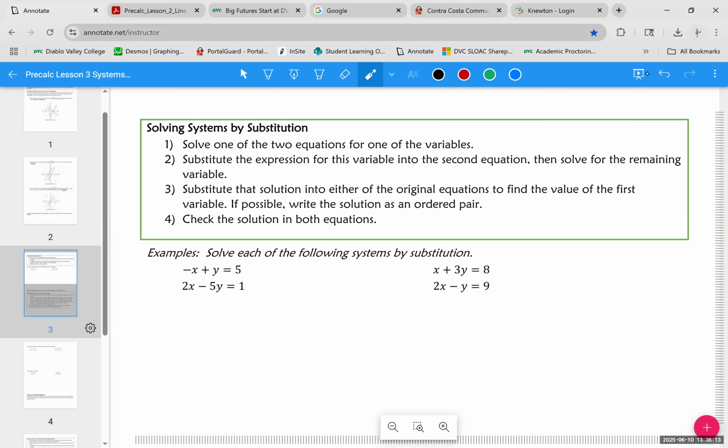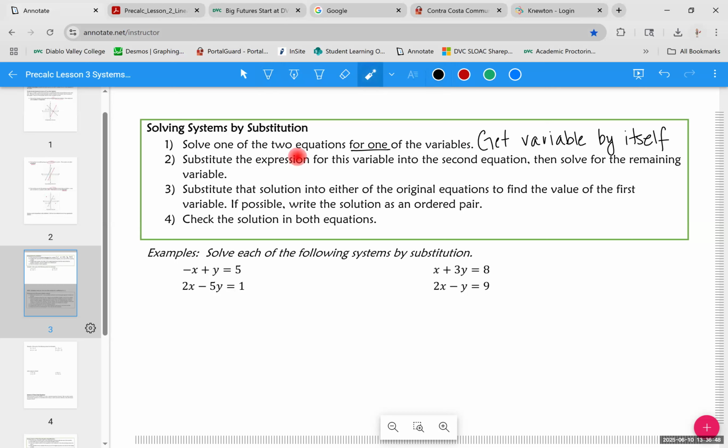The idea with substitution is you're going to solve for one of the variables in one of the equations and then substitute what that variable is equal to in the other equation. So the way we do that is we solve one of the two equations for one variable. What that really means is that you're going to get one of the variables by itself on one side. That's what it means to solve for one of the variables. You get that variable all by itself.